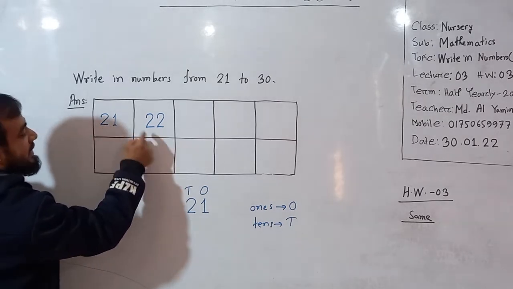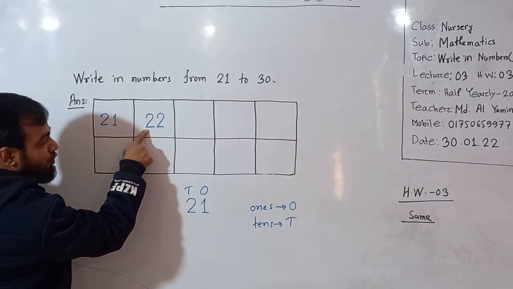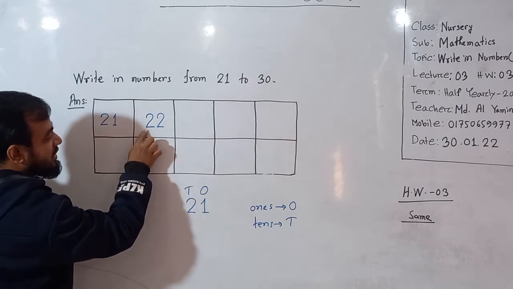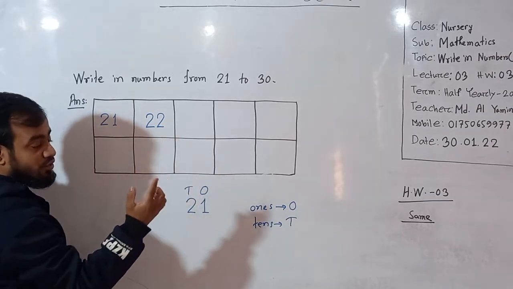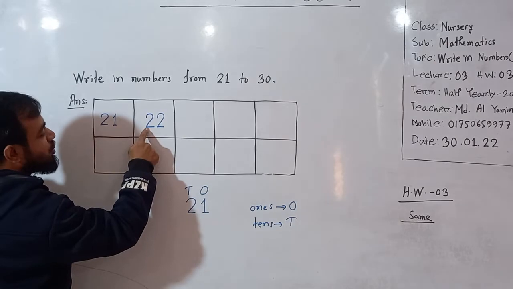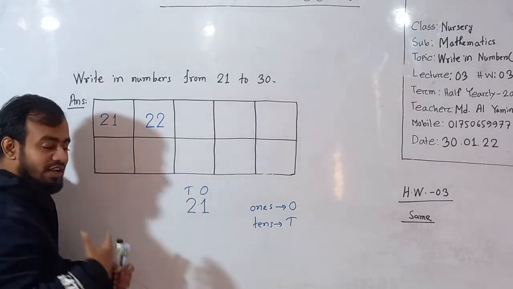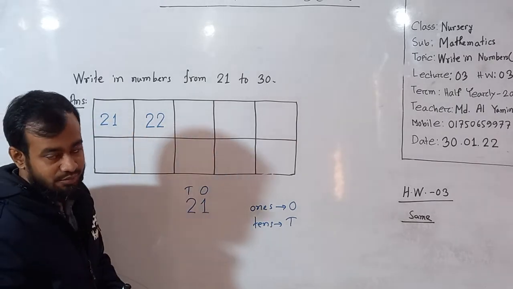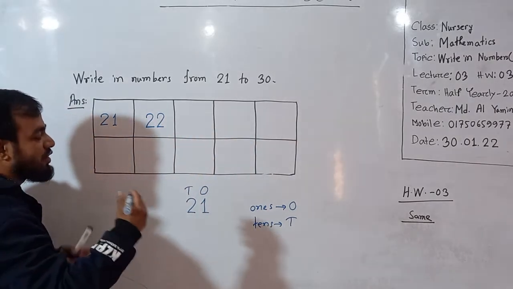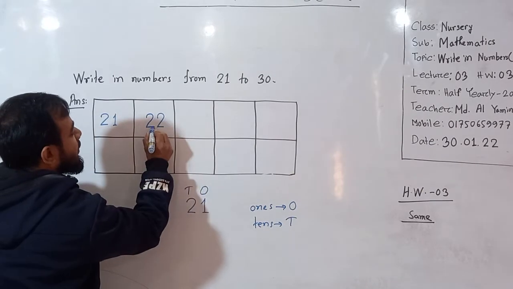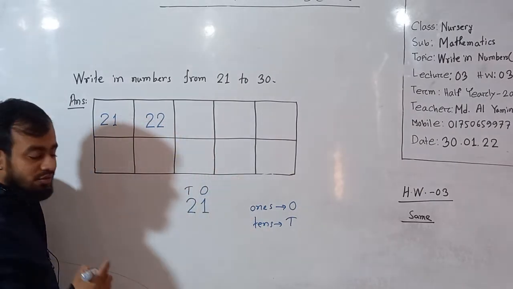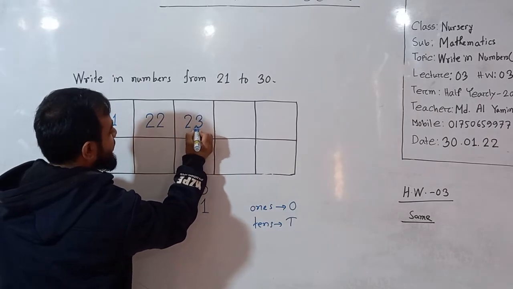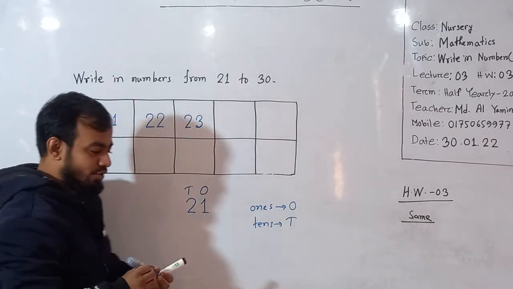So this makes 21. Here, this 2 is in the tens place and the second 2 is in the ones place. So the tens place 2 and the ones place 2 makes 22. We'll say this as 2 tens and 2 ones makes the number 22, or more easily, 2 and a 2 makes 22. This will be easy. Now the next number after 22 is 23, and 2 and a 3 makes the number 23. In this way you should write all the numbers.